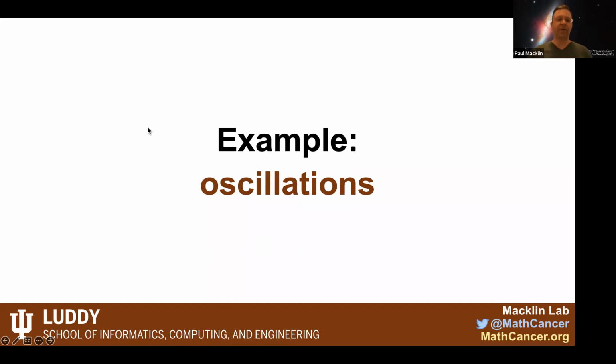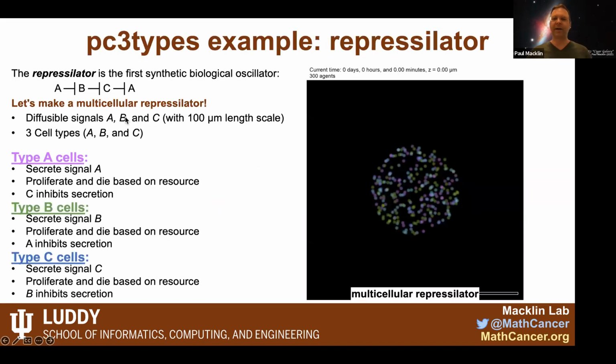So for our first example, I want to show a classical example from synthetic biology, but now I'm making it a spatial temporal version of it. The repressilator is famous because it was the first synthetic oscillator. You have a network of 3 nodes, A, B, and C. Protein A, when it comes up, inhibits protein B. Protein B inhibits protein C, which inhibits protein A.